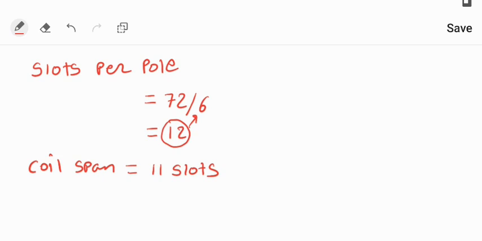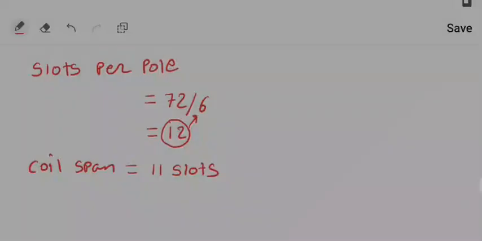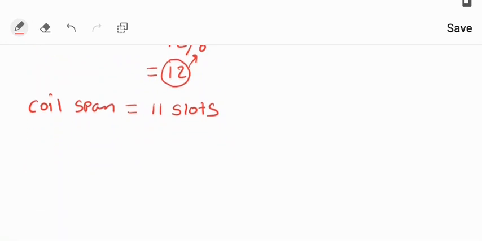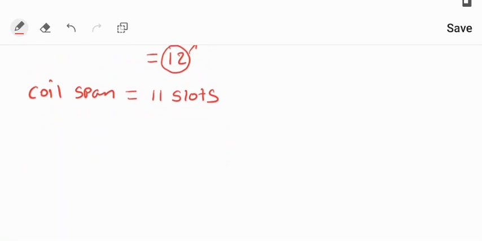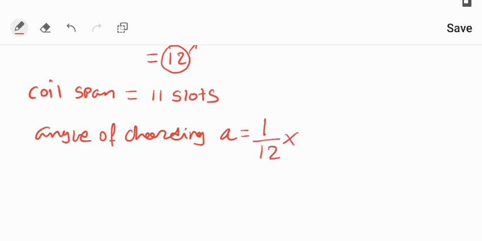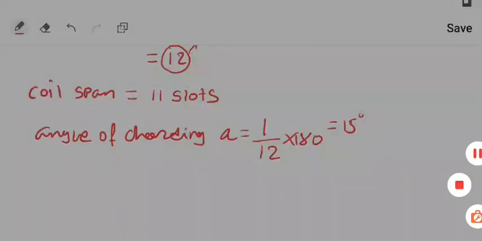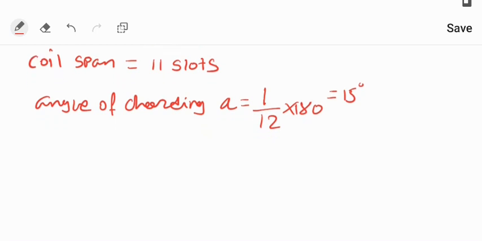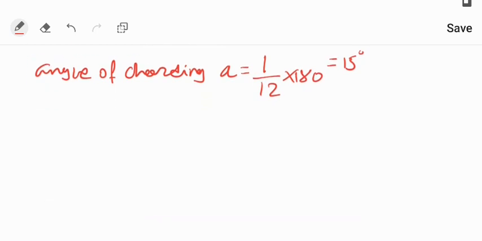From that we can find the angle of coding alpha. The angle of coding alpha is equal to 1 by 12 into 180. After the simplification we will get 15 degrees. So we found the angle to be 15 degrees. After finding this, now we will move towards the pitch factor Kp.